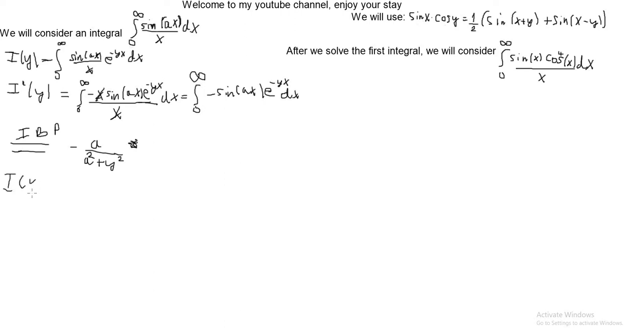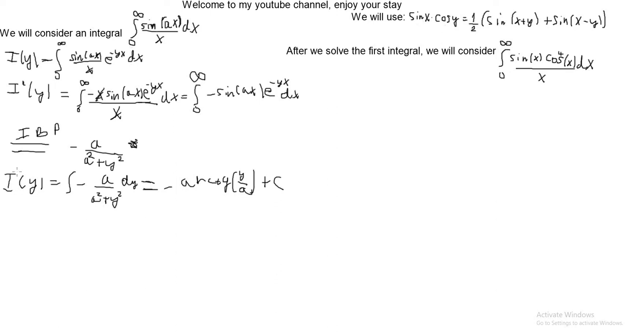So we get I of y equals the integral of minus a over a squared plus y squared dy. This is an easy integral which you can solve, which gives us minus arctangent of y over a plus c. What's interesting here is that we can find out what c is, and we need it. So how will we do such a thing?